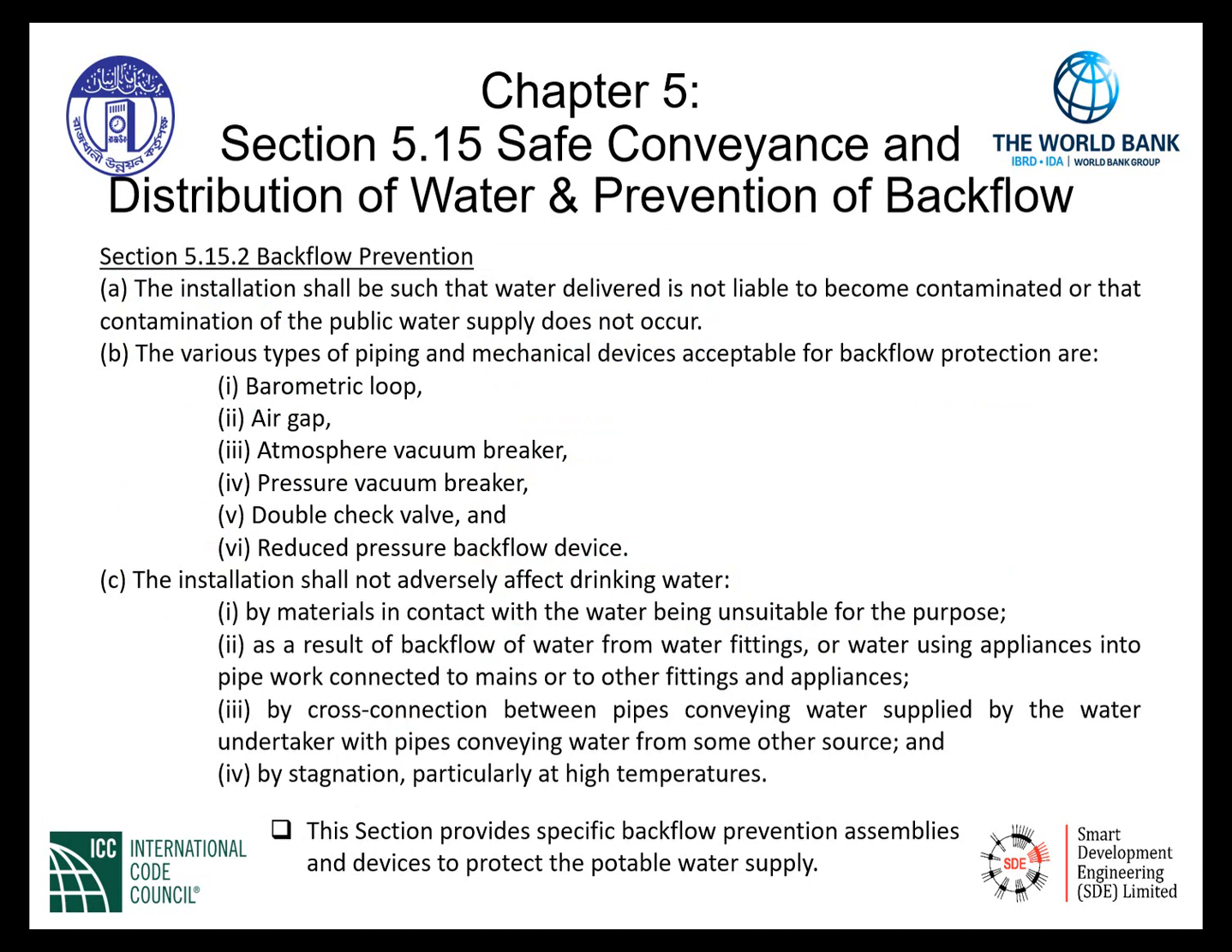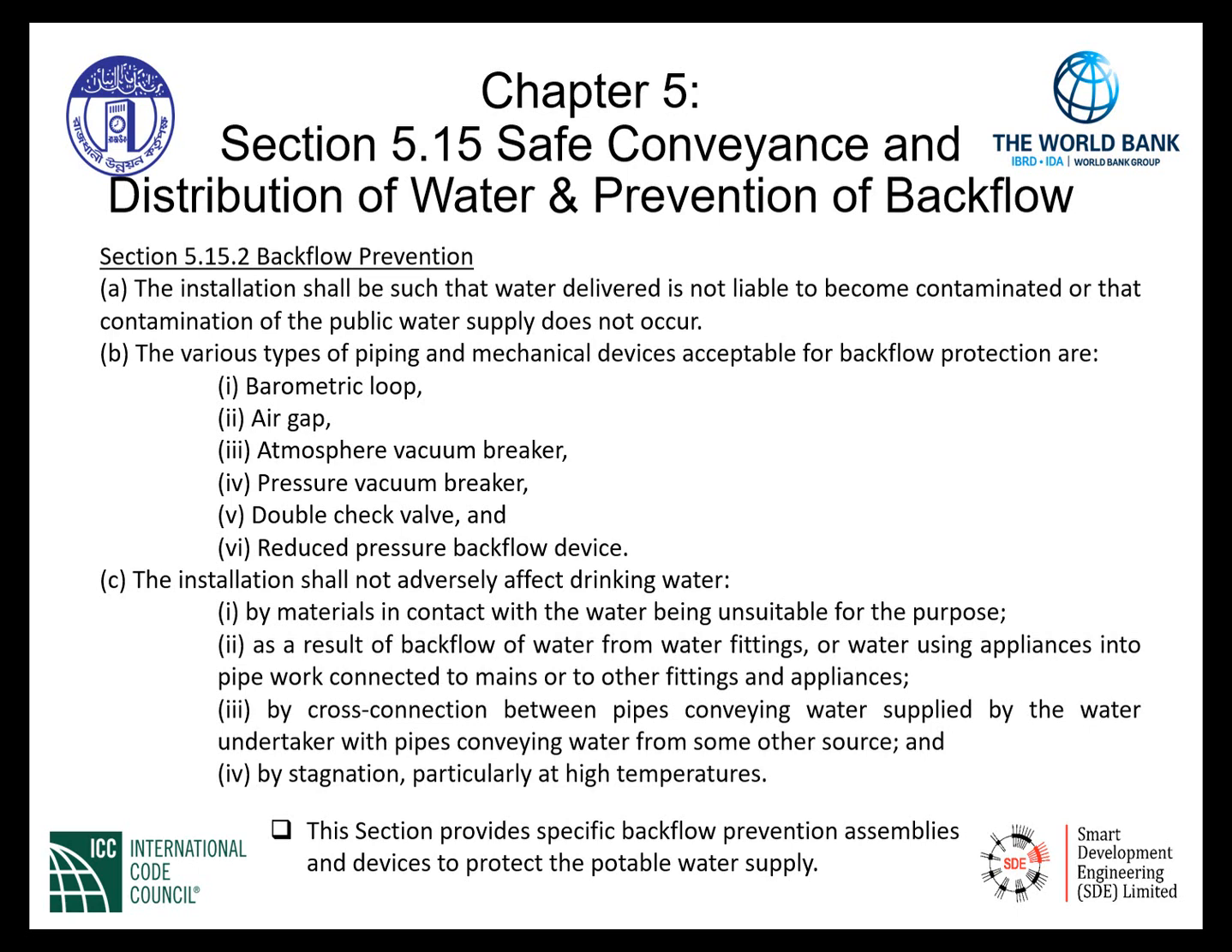Section 5.15.2 provides us with backflow prevention requirements. Item A indicates the installation shall be such that water delivered is not liable to become contaminated, or that contamination of the public water supply does not occur.